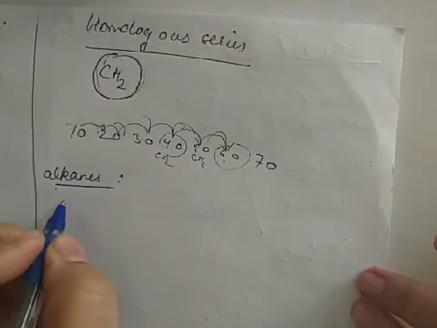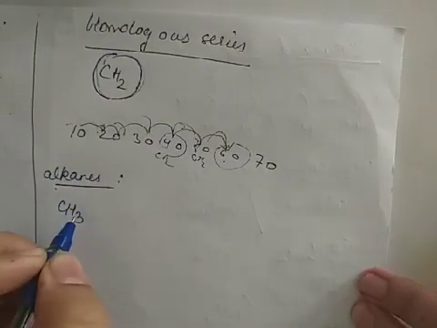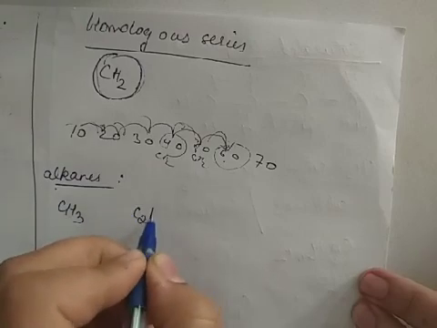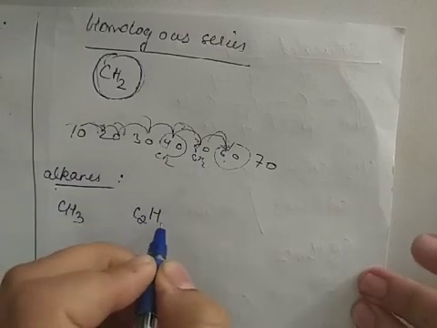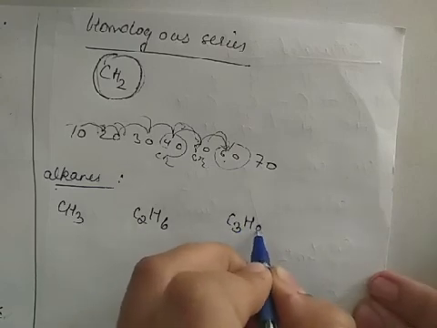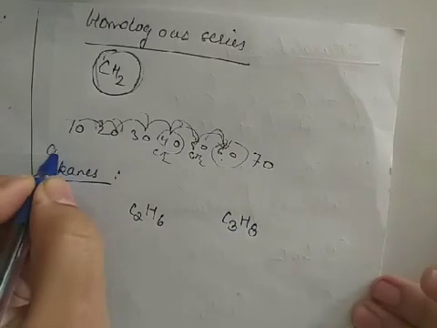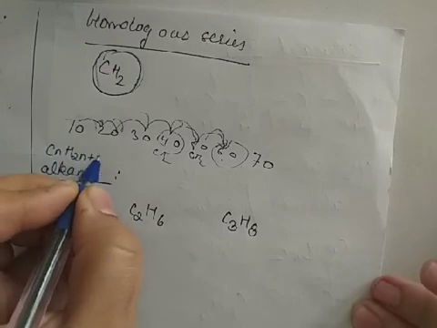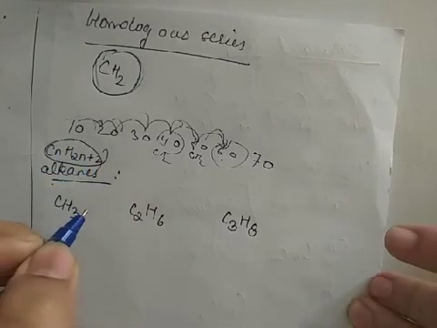Let's start with the smallest carbon alkane, CH4. Next comes C2H6. Next comes C3H8. I told you na, the general formula is CnH2n plus 2. This is the general formula for alkanes, right?